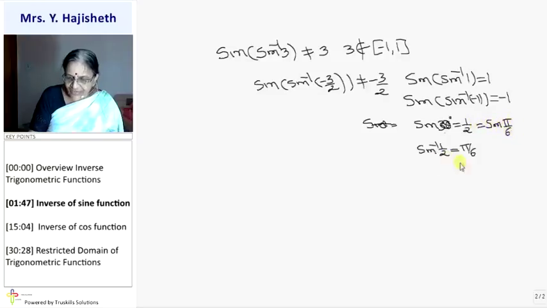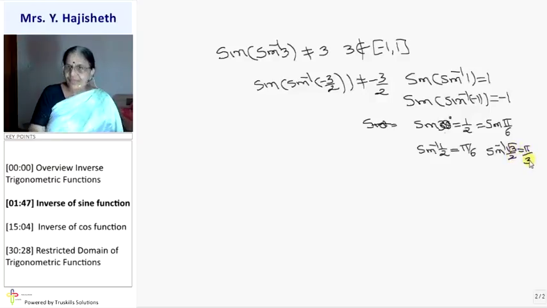So what is sine inverse 1 half? Pi by 6. What is sine inverse root 3 by 2? Pi by 3. Ulta puchna. Sine kab root 3 by 2 hota hai? Pi by 3 par. To sine inverse root 3 by 2 is pi by 3. Sine inverse 1 by root 2 is pi by 4, like that.